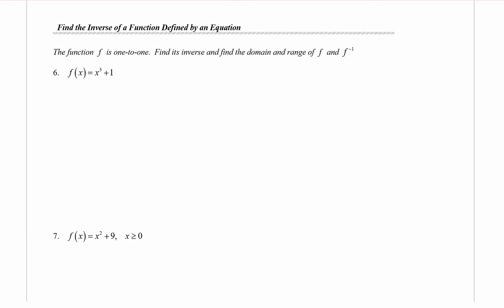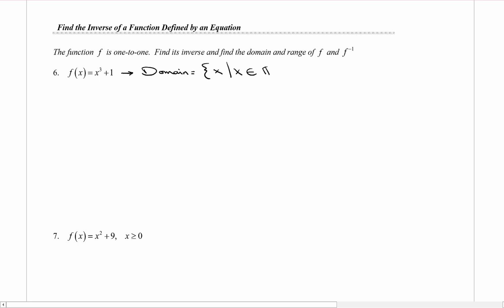All right, this next problem. The function f is 1 to 1. Find its inverse and find the domain and range of f and f inverse. So let's start off with the domain of f before we get started with finding the inverse. The domain is going to be the set of all x such that x is an element of the set of real numbers, and the range is going to be the set of all y such that y is an element of the set of real numbers, right?